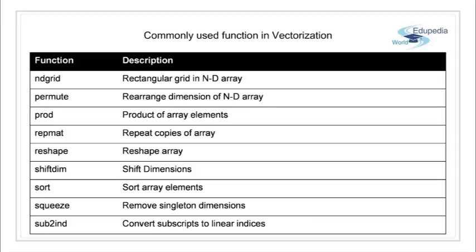For those who don't know what subscripts are: basically, in a multi-dimensional array, when you point to an element like the third row, second column, you are saying that the subscript for that element is 3, 2. For the linear index, it is the nth element from the start. So these conversion functions convert subscripts to linear indices and help with array addressing.